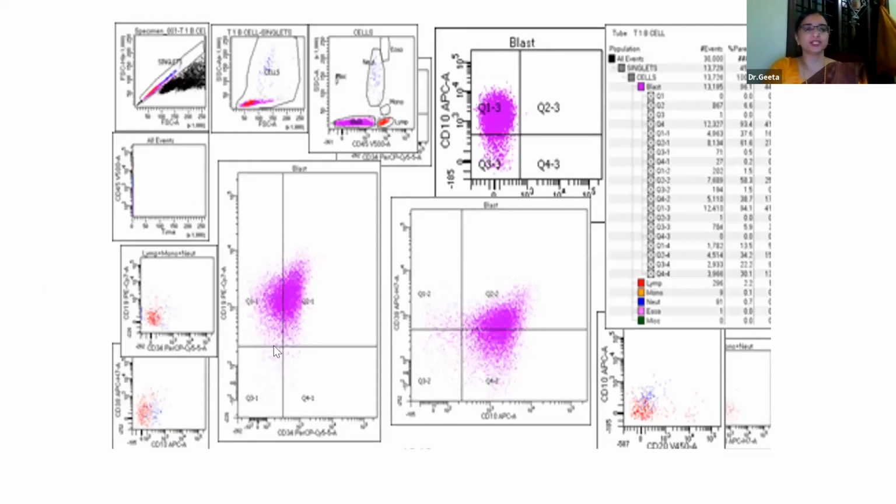So here is the B cell tube of this patient. We can see that CD34 is positive, which is an immature cell marker. We've already identified the blast gate cells. These are the large number of cells present in the blast area or the progenitor area, and these are positive for CD34 as well as CD19, which is a marker of B cell lineage.